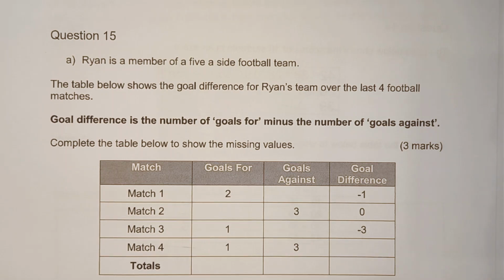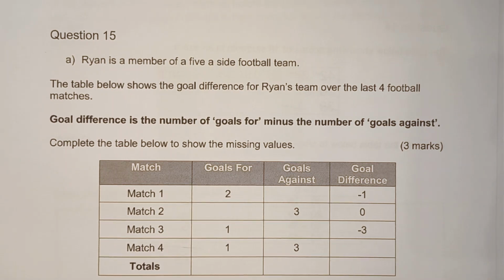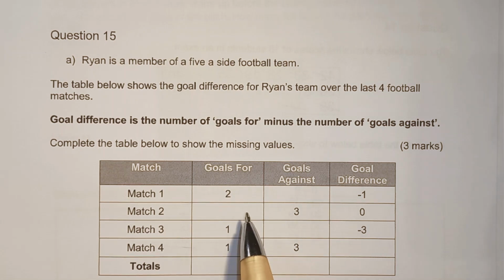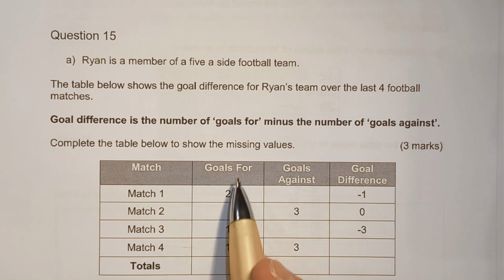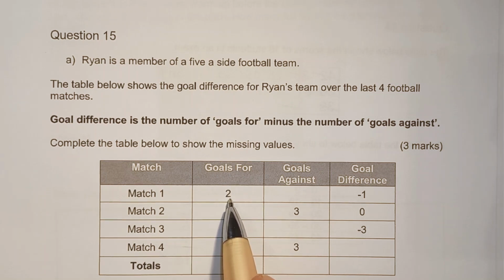Question 15. Ryan is a member of a 5-a-side football team. The table below shows the goal difference for Ryan's team over the last 4 football matches. Goal difference is the number of goals for minus the number of goals against. Complete the table below to show the missing values. Okay, match 1, goals for. So that's like goals they scored. So they scored 2 goals.